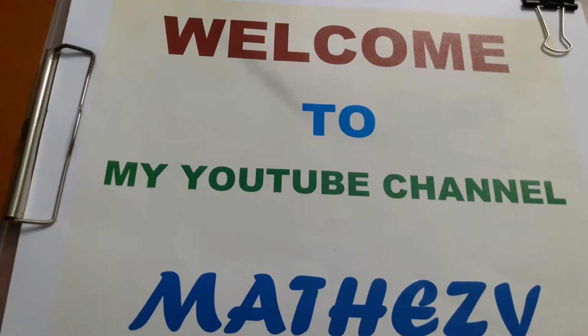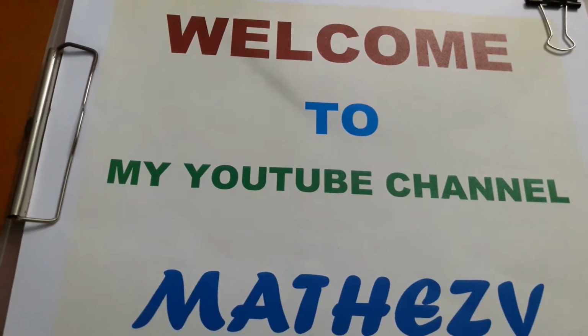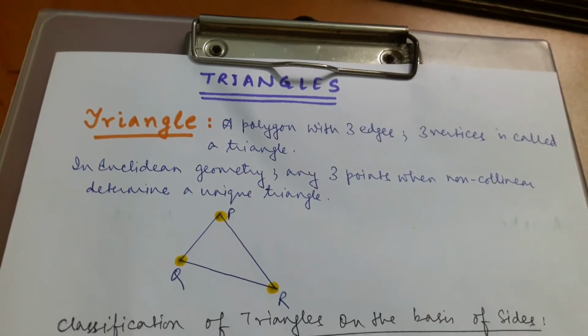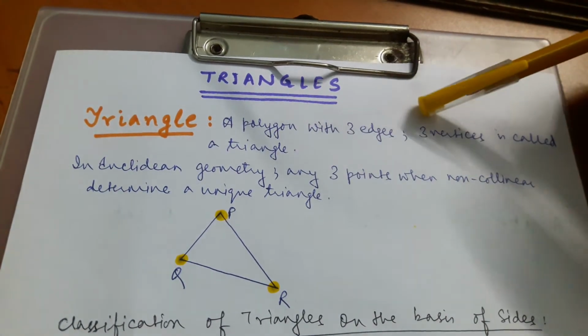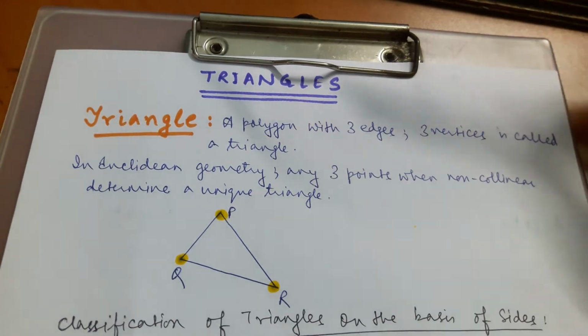In this video, we will be starting with triangles. So now see the definition of triangle. A polygon with 3 edges, 3 vertices is called a triangle.